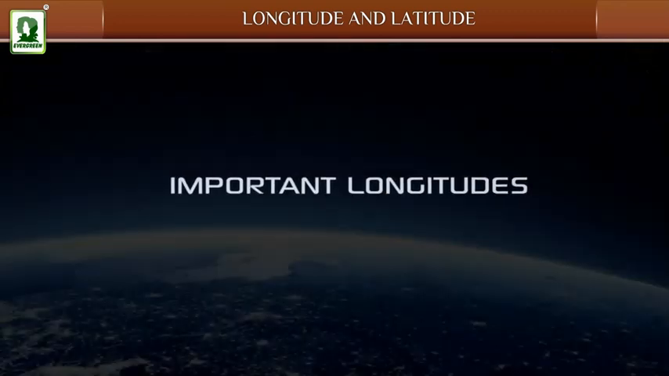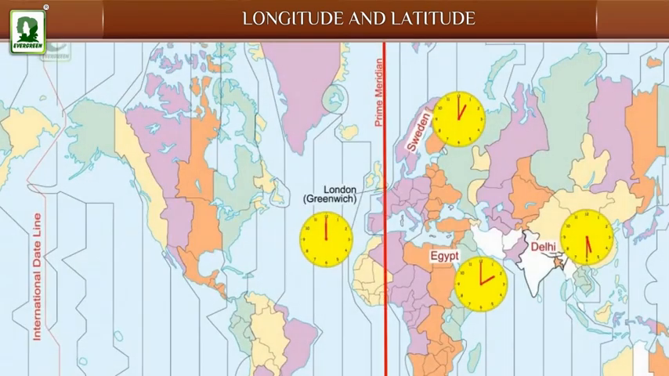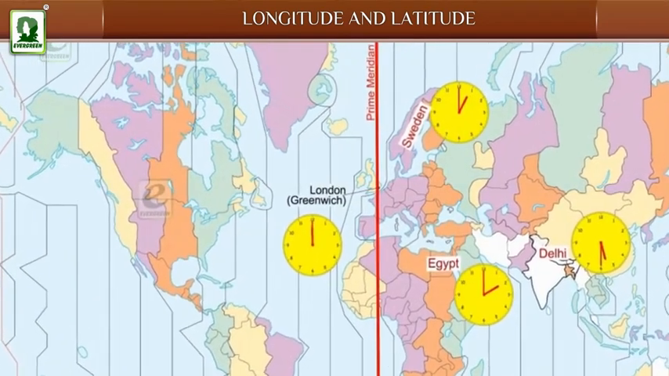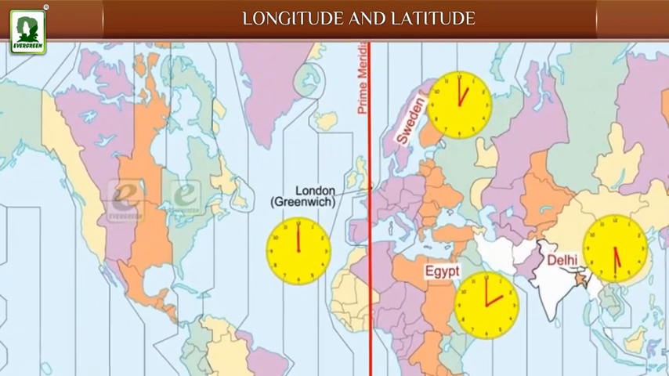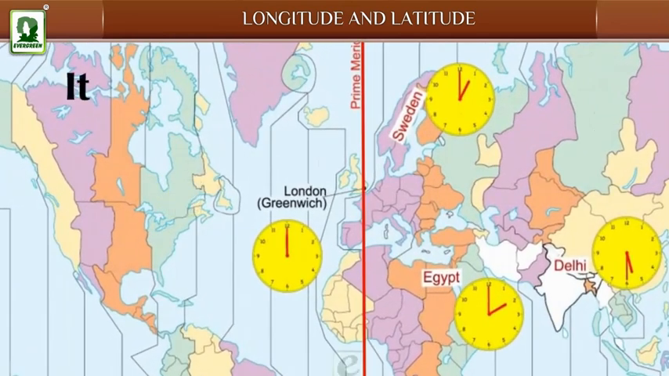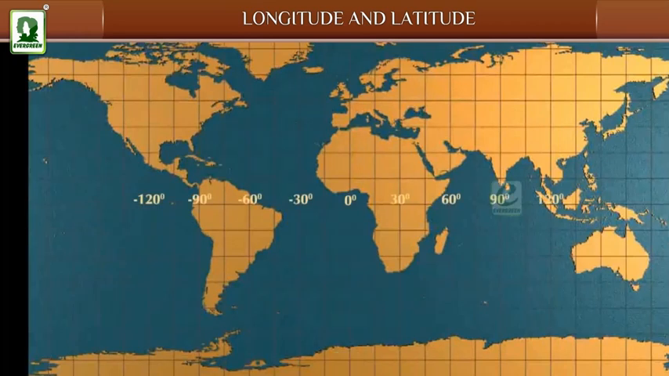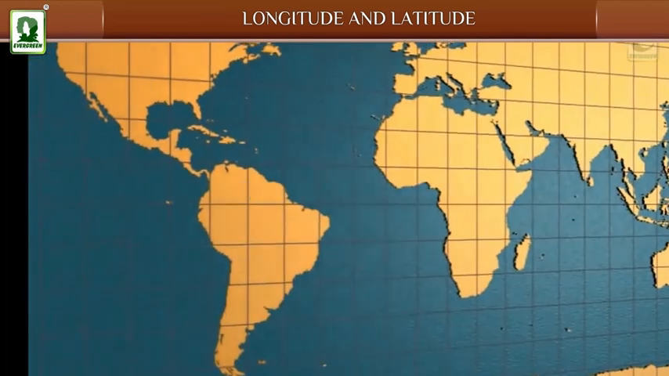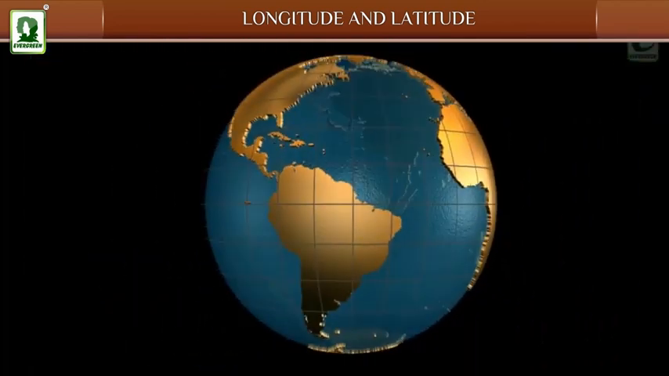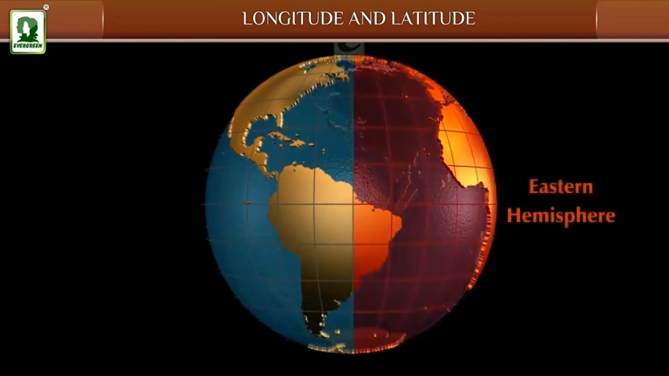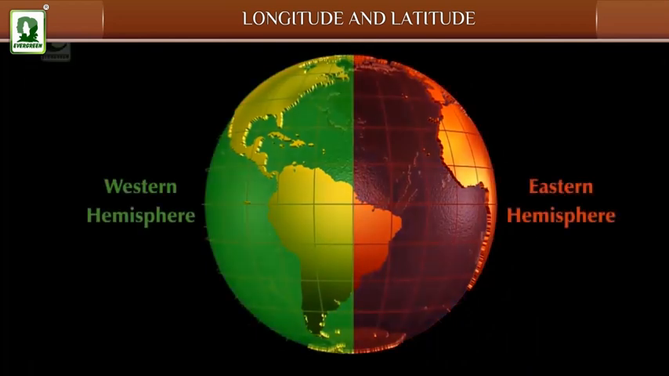Important longitudes. The prime meridian is the 0 degree longitude, since it passes through the Royal Observatory at Greenwich near London. It is also called the Greenwich Meridian. The 0 degree longitude and 180 degree longitude are opposite to each other, and together they divide the Earth into two vertical halves, the Eastern Hemisphere and the Western Hemisphere. If you are facing the prime meridian, the Western Hemisphere is on the left and the Eastern Hemisphere is on the right.